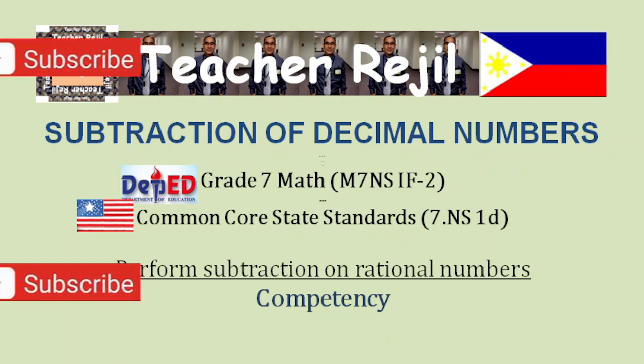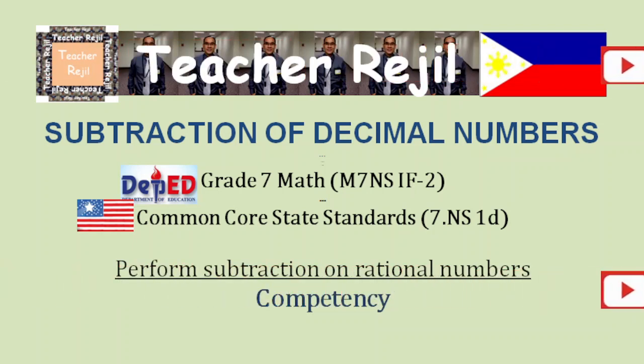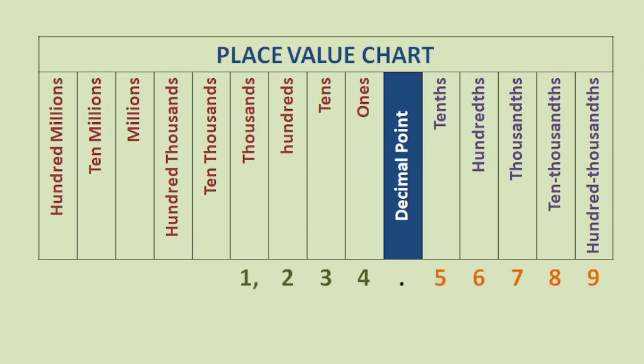In this video, we are going to discuss subtraction of decimal numbers. But before that, let's review this place value chart. The place values of the digits before the decimal point, meaning to say the whole number part, are ones, tens, hundreds, thousands, 10,000s, and so on. Well, the place values of the digits after the decimal point are tenths, hundredths, thousandths, ten-thousandths, hundred-thousandths, and so on.